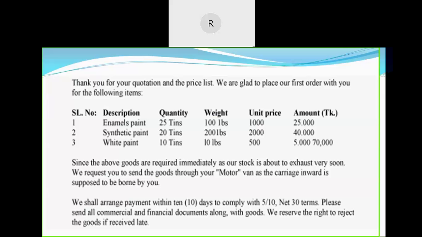In the next paragraph, he has written a table with the serial number, product description, quantity, weight, unit price, that is, price per unit, and the total amount. He has mentioned quantity in tins and weight also, along with the price, and the total price. After that order table, he has written another paragraph saying that the above goods are required immediately, as our stock is about to exhaust very soon.